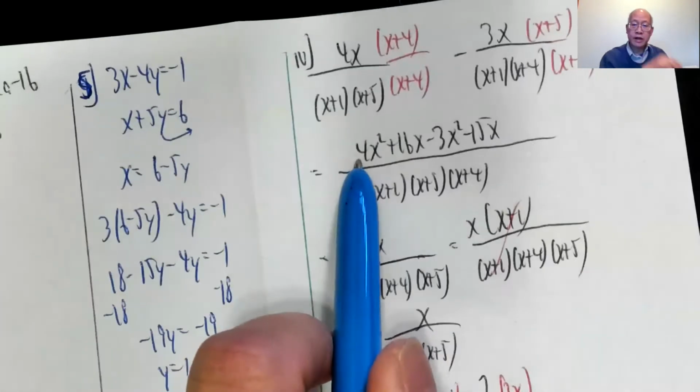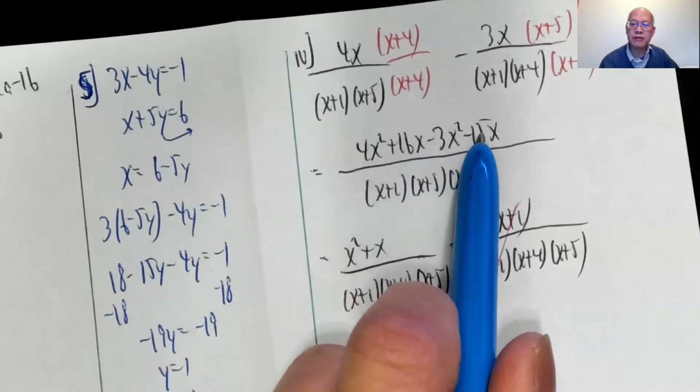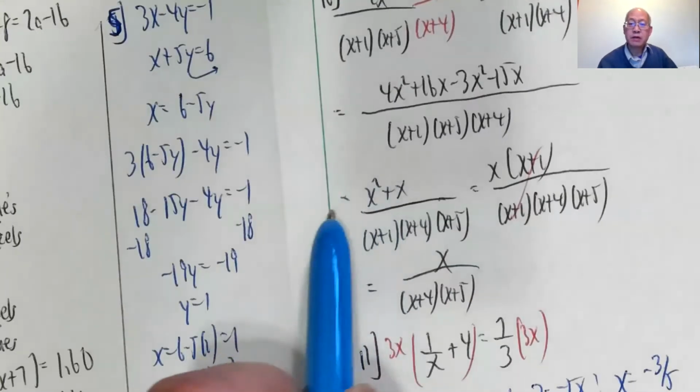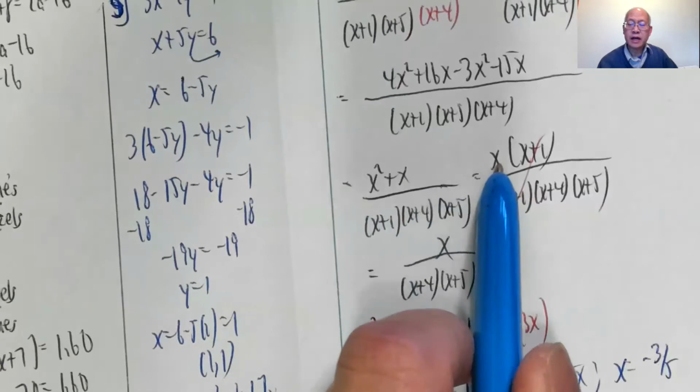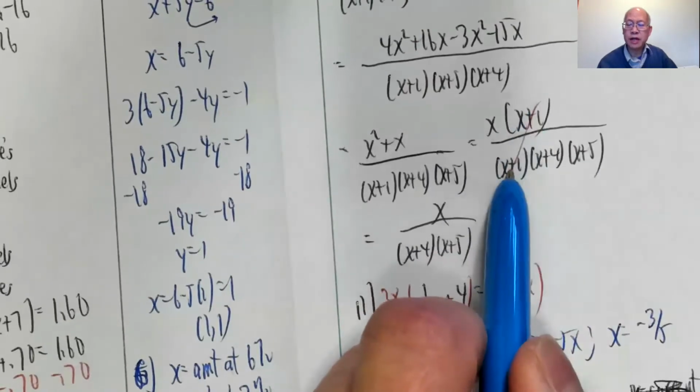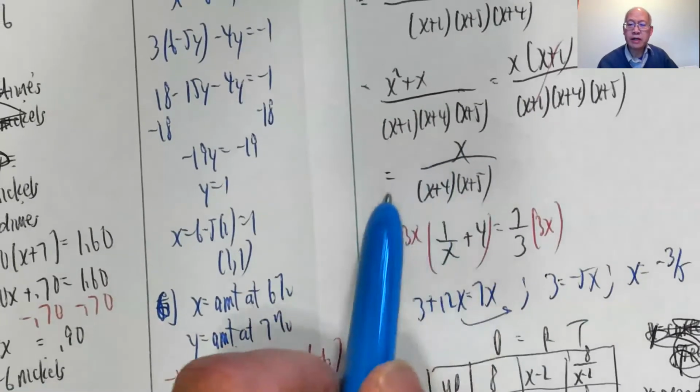So the numerator is 4x squared plus 16x minus 3x squared minus 15x, which comes out to be x squared plus x. Factor out the x times (x plus 1). The x plus 1 cancels. Final answer: x over (x plus 4)(x plus 5).